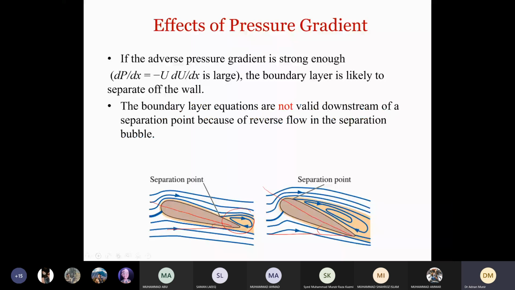The boundary layer equations are not valid downstream of the separation point because of the reverse flow in the separation bubble. So now how do we have reverse flow in the separation bubble? We'll see that. So far, if you have any question, please feel free to ask.